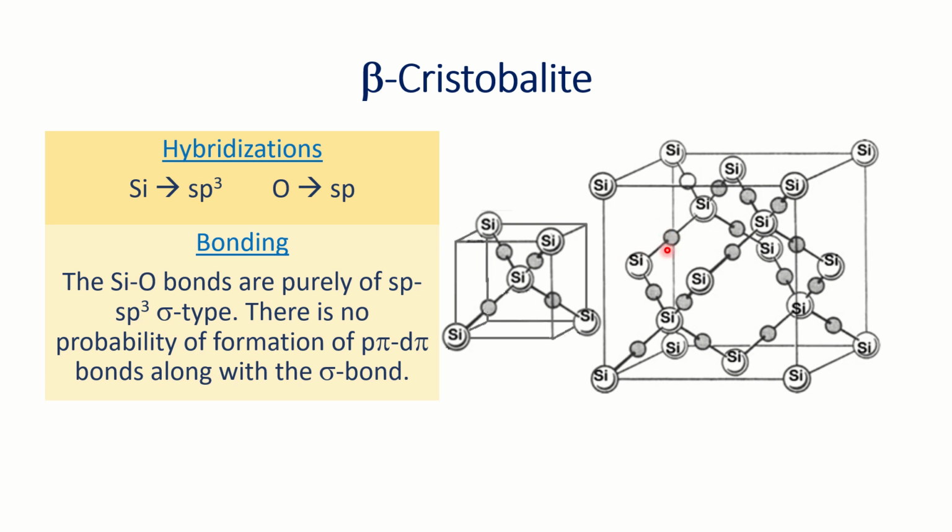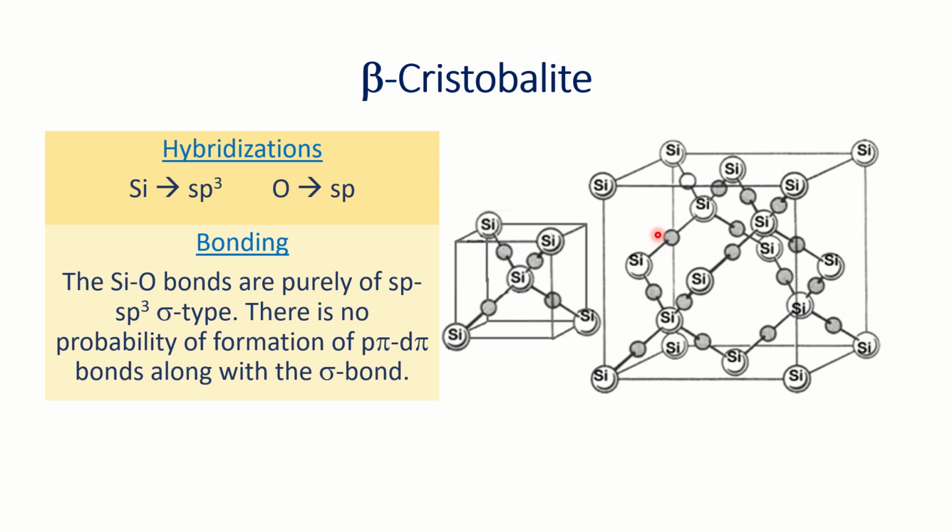Now, since oxygen is sp hybridized, there are pure unhybridized 2py and 2pz electrons, and they should remain as lone pairs, or there is a probability of forming p-pi d-pi bonds with silicon. But the vacant 3d orbitals are so diffuse that this probability has been rejected. As a result, the four non-bonding electrons on oxygen remain as lone pairs.